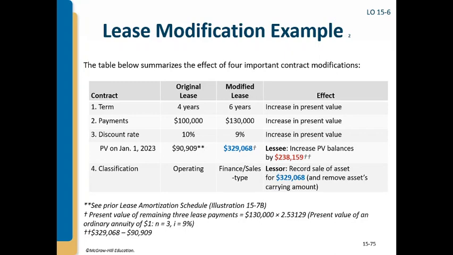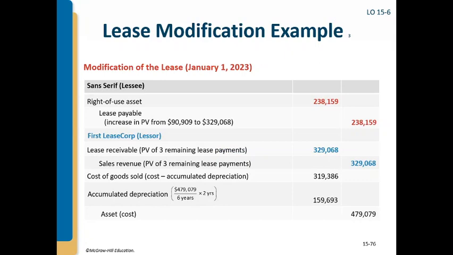For the lessor, so the lessee's got to increase the present value balances by 238,159. The lessor has to record this now as a sale of an asset, and they have to remove the asset's carrying amount, meaning removing the cost of the asset as well as any accumulated depreciation. And so that's what happens here. Sans serif increases the right of use asset account by 238,159, and of course lease payable is the credit.